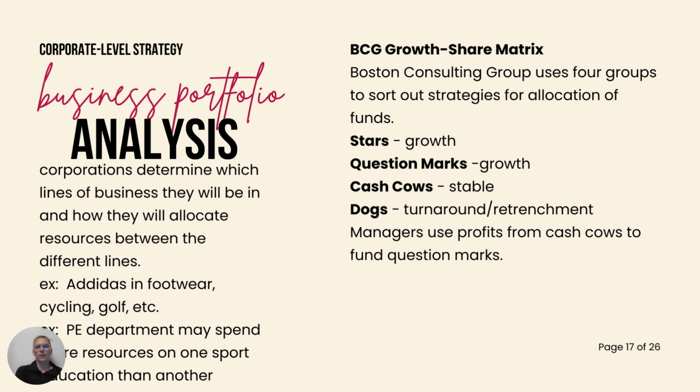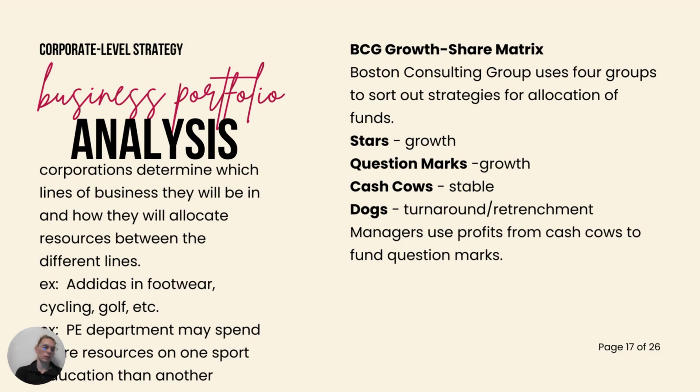So the Boston Consulting Group uses four groups to sort out strategies for allocation of funds. And I'm not honestly entirely sure how or why they came up with these explanations, but stars, in their book and what they use them for, stars are growth. That's opportunities for growth. Question marks are also opportunities for growth, but they're also risky sometimes. Cash cows are your stability, what you're making money off of.